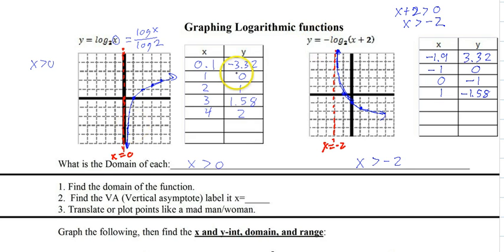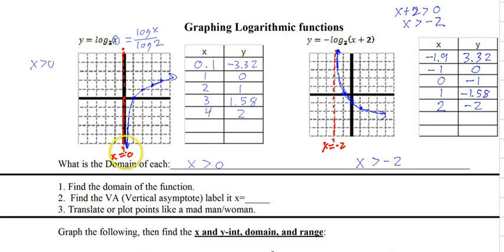So instead of having a negative 3.32, we have a positive 3.32. And instead of a positive 1, we have a negative 1. Instead of a positive 1.58, we have a negative 1.58, and so on. So if we were to keep going, at 2, it would be negative 2. Okay? But that's it. This is all you have to do.